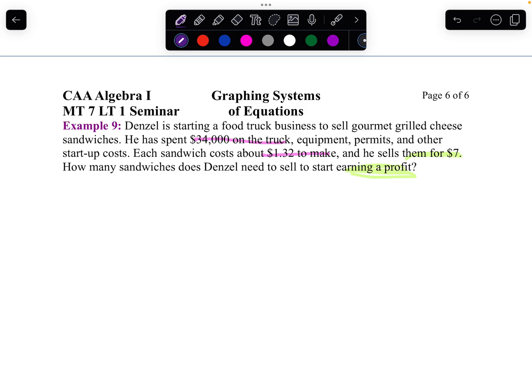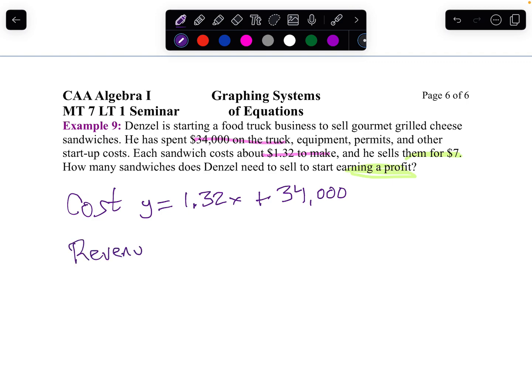Well, first off, we're going to write two equations. We're going to write one for our cost. So we know it's going to cost him $1.32 for each sandwich, plus it's going to cost him $34,000 for his truck. Then his revenue, or how much he's making, he's just going to have y equals 7x. He doesn't have any other income other than selling the sandwiches.